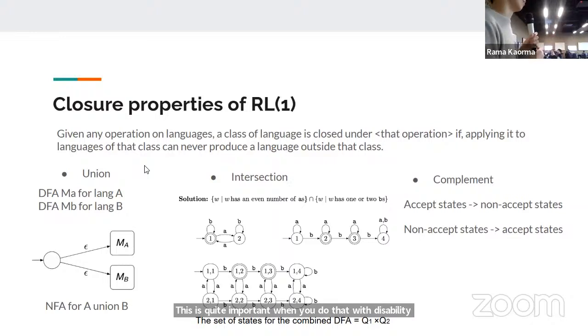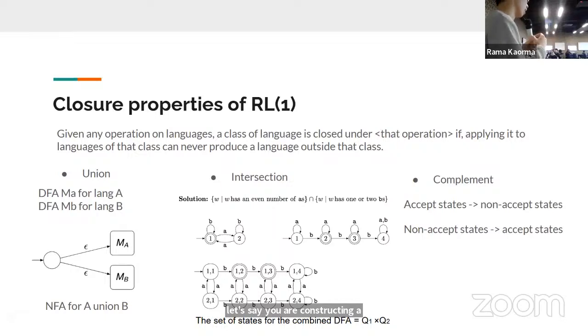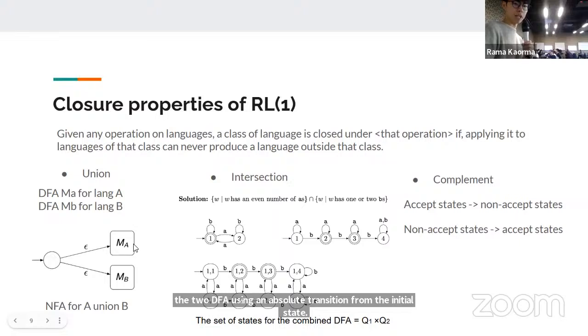Let's say you are constructing a new Turing machine for two languages, and we want to recognize the union of two languages. Then we can construct it using some systematic algorithm. Let's say this one, we can construct an NFA to recognize the union of A and B. So it's just connecting the two DFAs using an epsilon transition from the initial state, and then the NFA will be recognizing A union B.